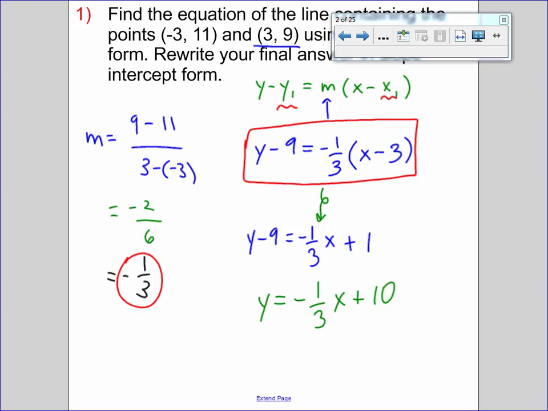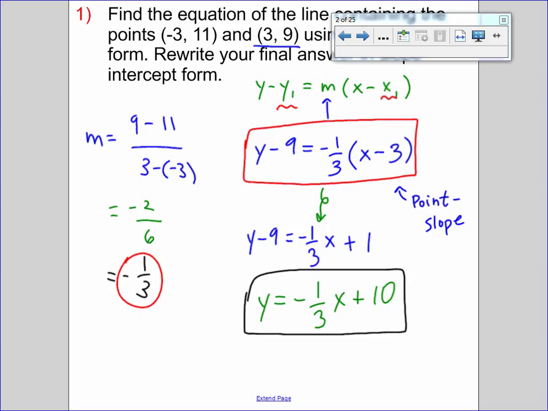Then I'm going to go ahead and label these boxes so we know which is which. What form is the red box in? What form is that red box in, Adam? Good. So this is point-slope form. And what form is this green box final answer in? What form is that in, Casey? Slope-intercept. Thank you.